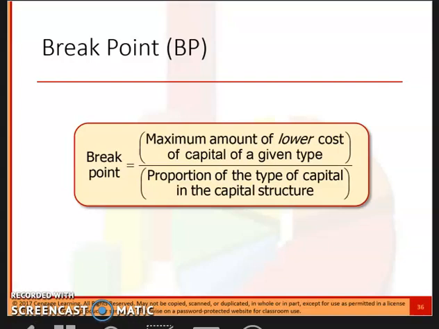That calculates the break point for the cost of a new project, assuming we allocate it evenly based on the existing capital structure. And in the next lecture, we'll start with a marginal cost of capital example.